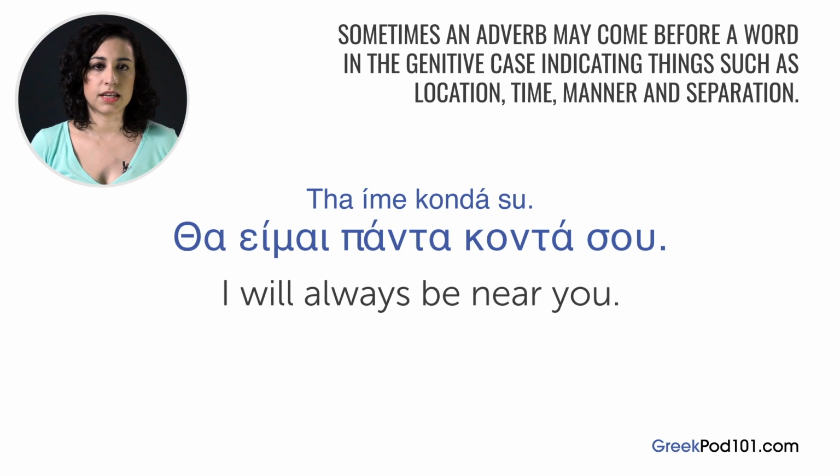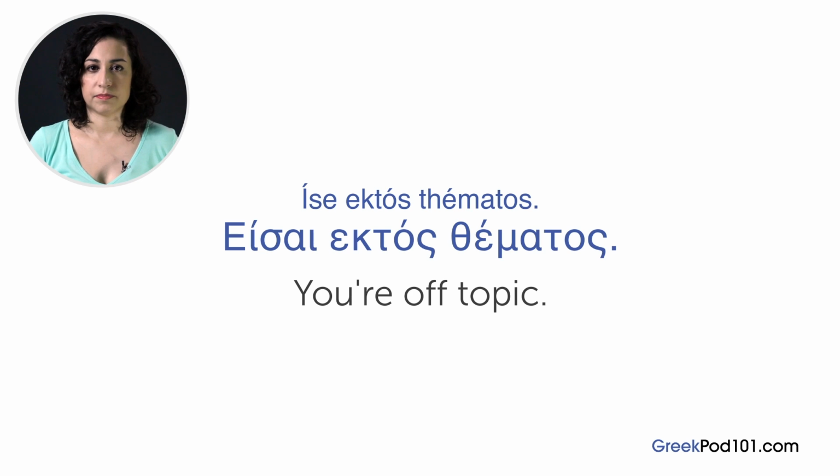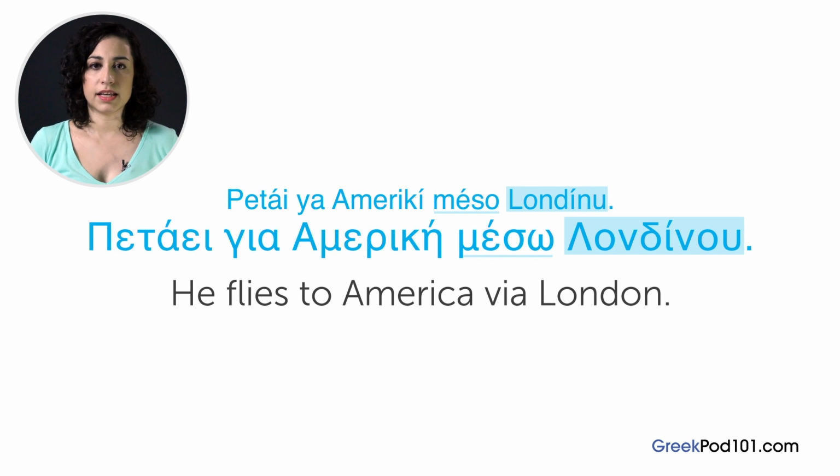Finally, sometimes an adverb may come before a word in the genitive case, indicating things such as location, time, manner, and separation. For example, θα είμαι πάντα κοντά σου. I will always be near you. Here we are expressing location. Some other sample sentences are είσαι εκτός θέματος. You're off topic. And πετάει για Αμερική μέσω Λονδίνου. He flies to America via London.